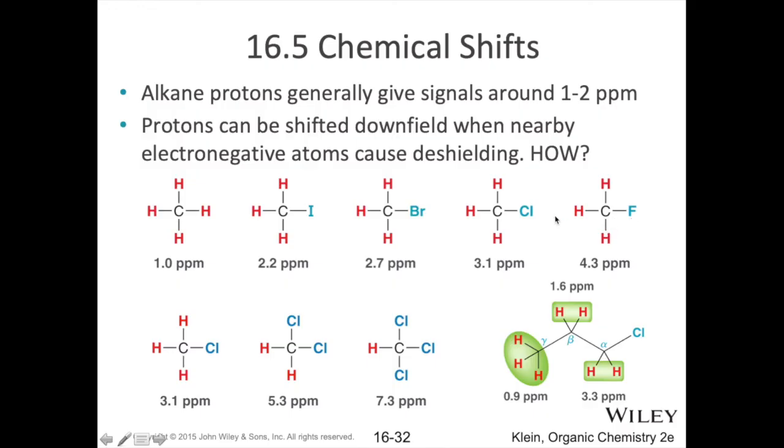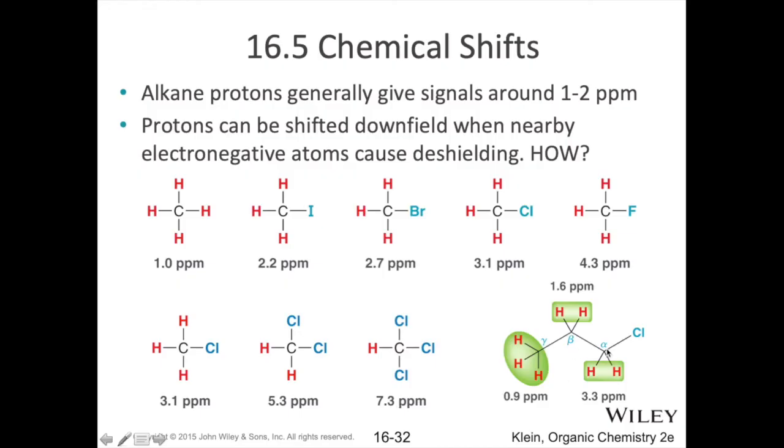In addition to the electronegativity of nearby atoms, you should also consider the number of those atoms, as well as the distance, the number of bonds in between your protons and that atom. For example, with monochloromethane, we've got 3.1 ppm for these proton signals that are all equivalent. As we introduce more and more chlorines, those proton signals get shifted further downfield, all the way to 7.3 ppm.